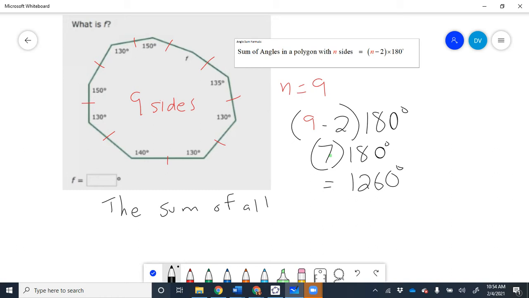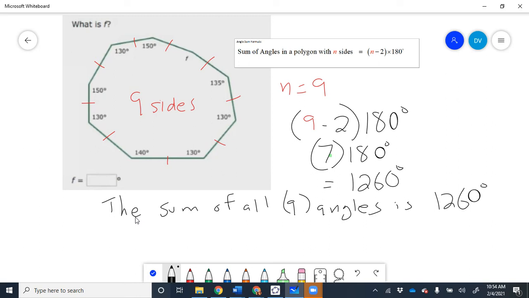In fact, let me just say the sum of all 9 angles. That's not always going to be 9. So we always want to use that formula when we have, however many sides, 10 or 8 or 5 or whatever sides.